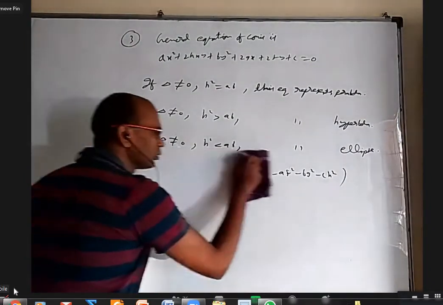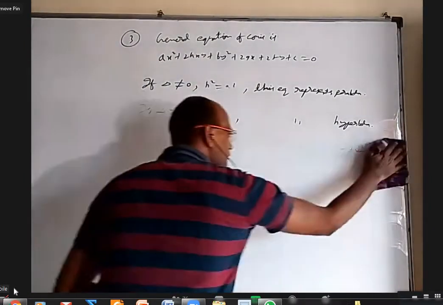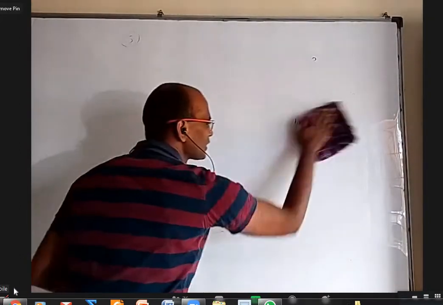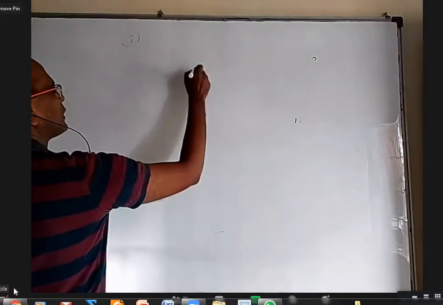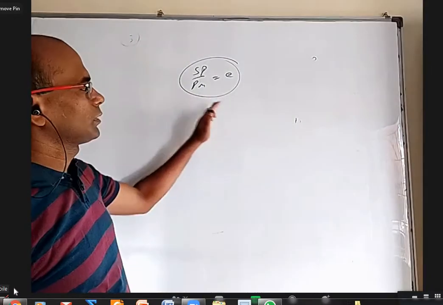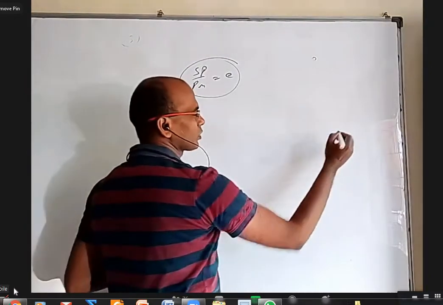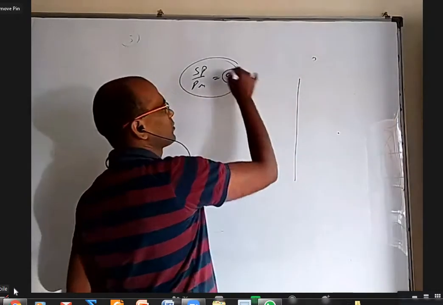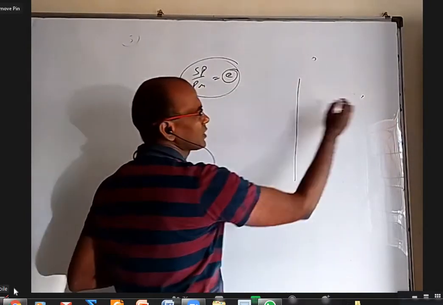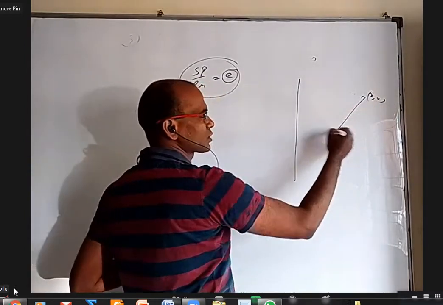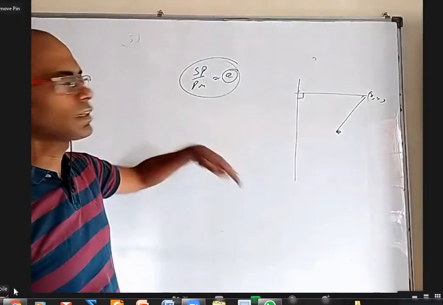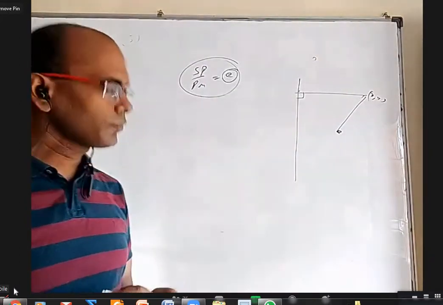Now coming to our practical intermediate and JEE Advanced and Mains, only one thing is useful for us: SP by PM is equal to e. This is our definition. I'll give you the focus, the directrix, and this number, the eccentricity. If you want to find the locus of a point satisfying this, simply take that point as (x, y), find the distance to the focus, find the perpendicular distance to the directrix, equate the ratio to the eccentricity and find the equation. You'll get the locus of the point.